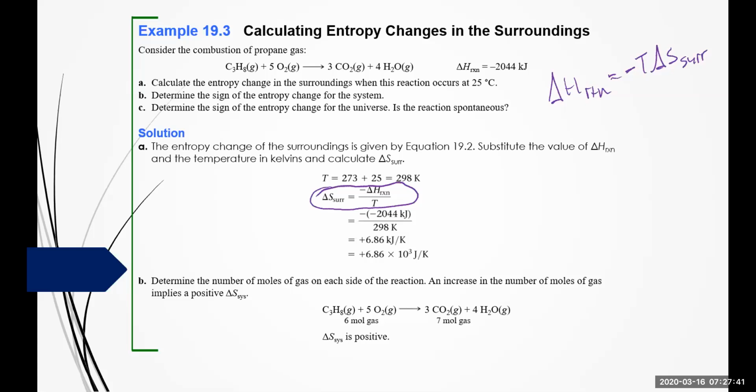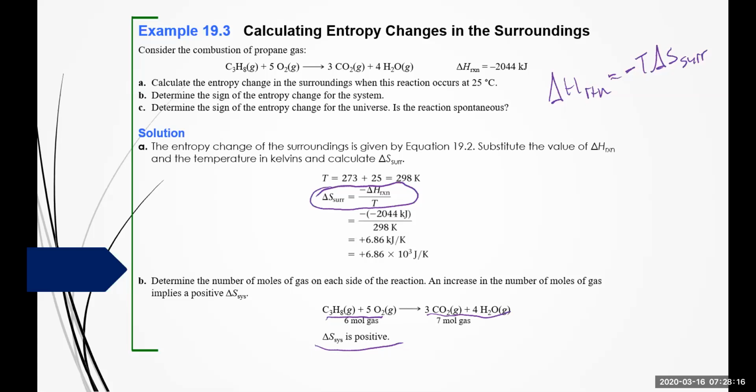From there, it wants us to determine the sign of the entropy change for the system. And so we're looking at our system. Our system was gases on both sides, so we don't have to worry about that as being a source of our change. And so our next one is we're looking for moles of gases. So we have 6 moles of gases as our reactants, 7 as our products. So our delta S is definitely increasing because we have more moles of gas. And the last one is saying, well, what's the entropy change of the universe? Is the reaction spontaneous?